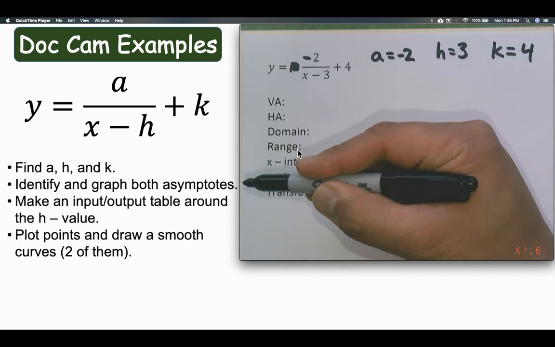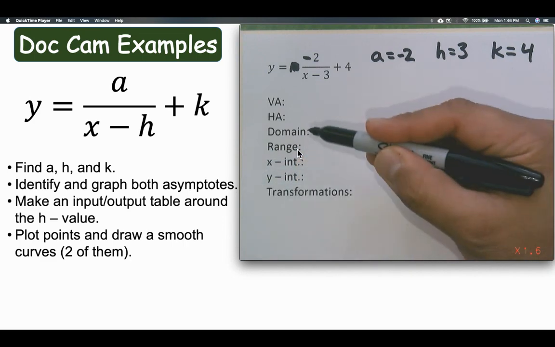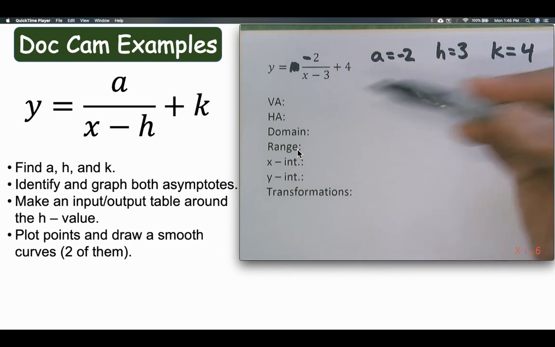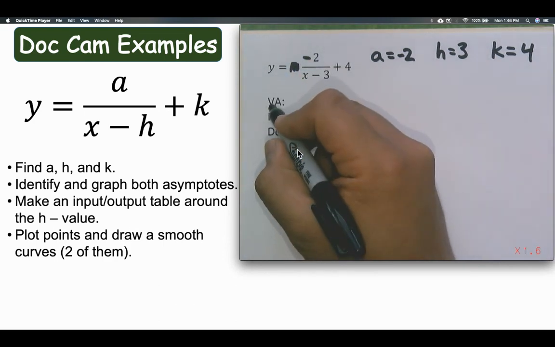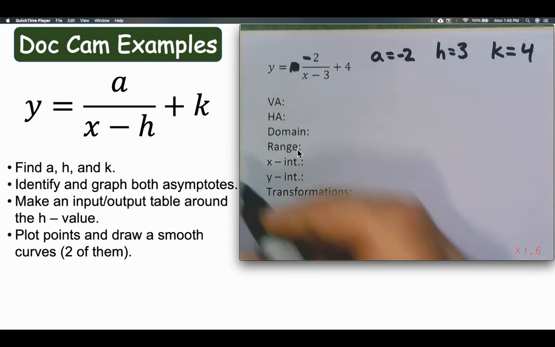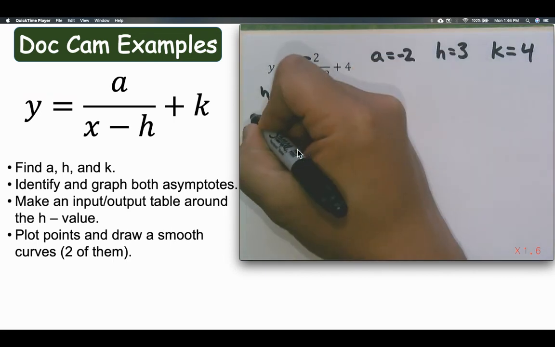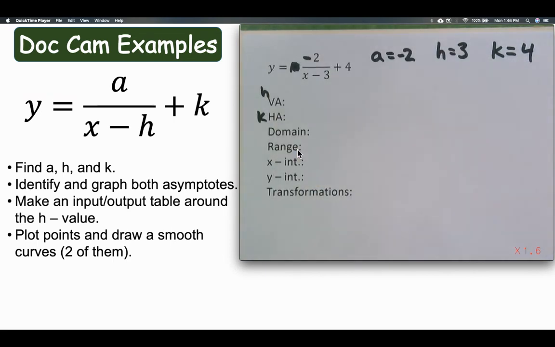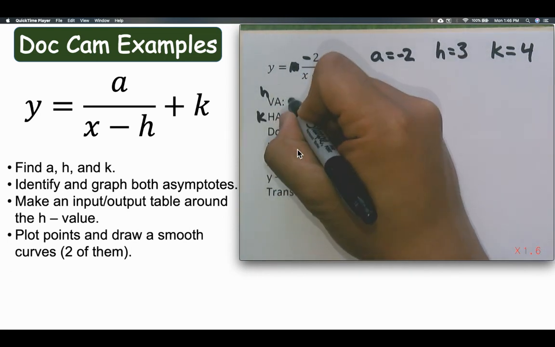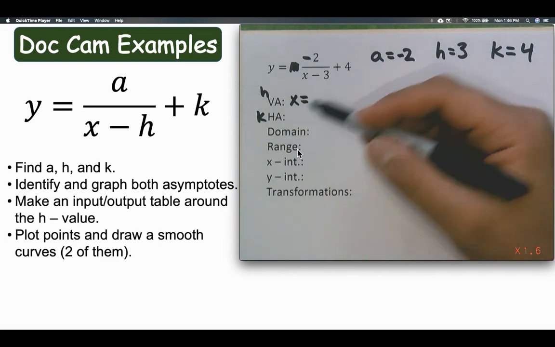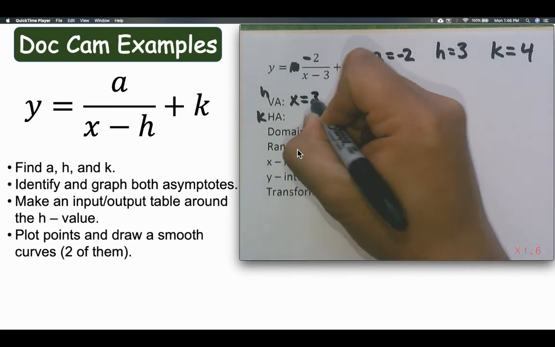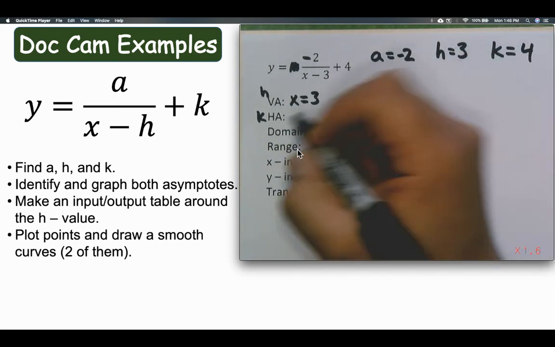Now I'm going to identify and graph both asymptotes. VA is vertical asymptote, HA is horizontal asymptote. Just remember, for vertical and horizontal asymptotes, that's going to be your H and that's going to be your K. Vertical asymptotes are always going to be X equals, and that's going to be 3. Horizontal asymptote is going to be Y equals 4.